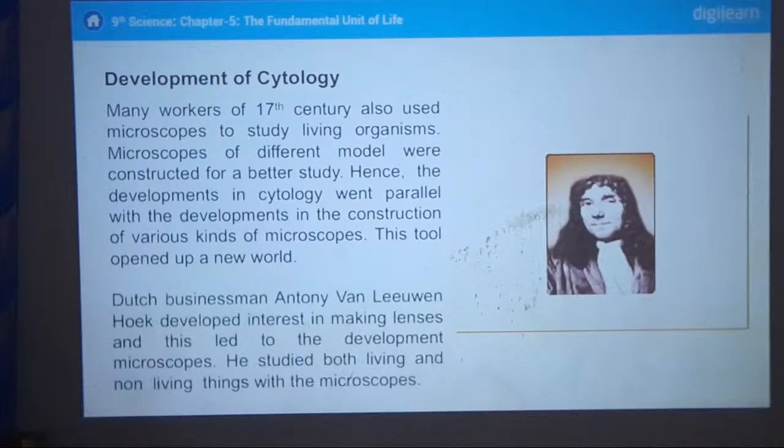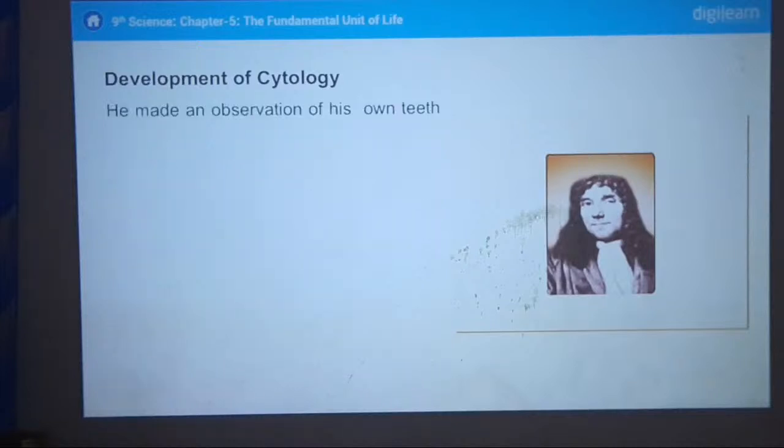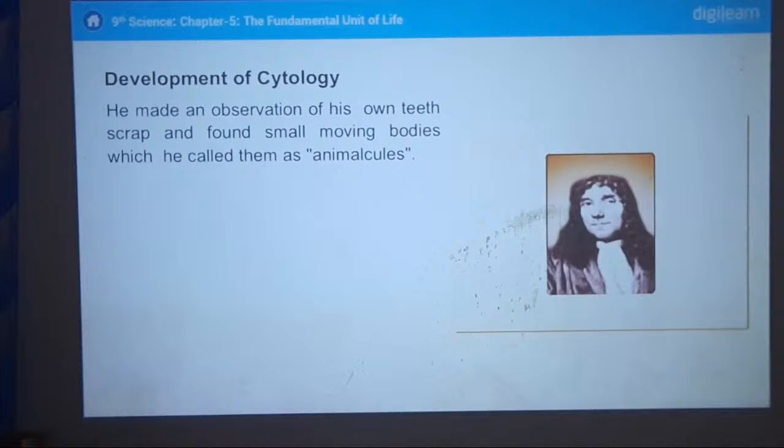Dutch businessman Antony van Leeuwenhoek developed an interest in making lenses, and this led to the development of microscopes. He studied both living and non-living things with the microscopes. He made an observation of his own teeth crack and found small moving bodies which he called animalcules.